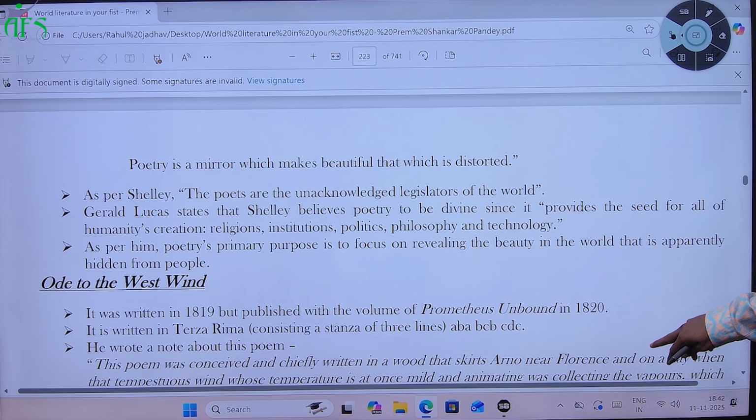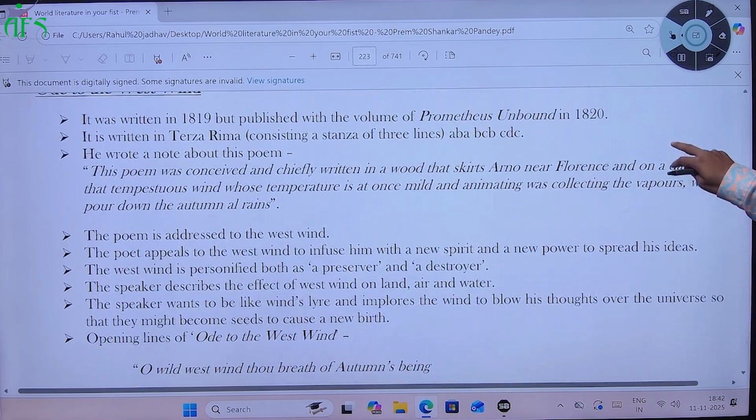Now another prominent work, Ode to the West Wind. It was written in 1819 but published with the volume of Prometheus Unbound in 1820. This is written in terza rima, consisting of stanzas of three lines, rhyming A B A, B C B, C D C. Now he wrote a note about this poem, and it goes: this poem was conceived and chiefly written in a wood that skirts Arno near Florence, and on a day when the tempestuous wind, whose temperature is at once mild and animating, was collecting the vapors which pour down the autumn rains.